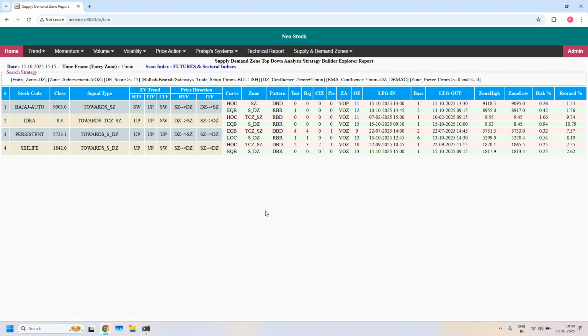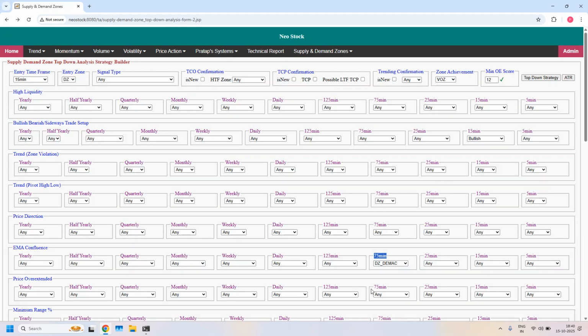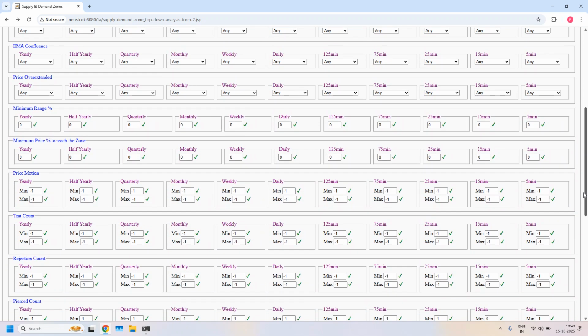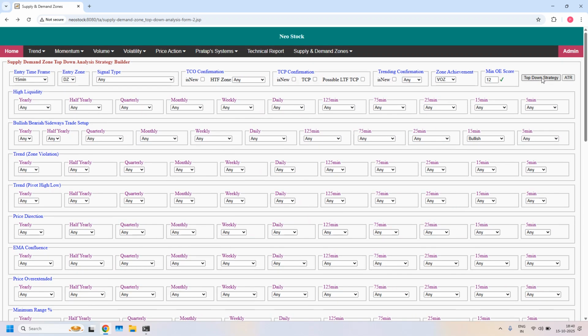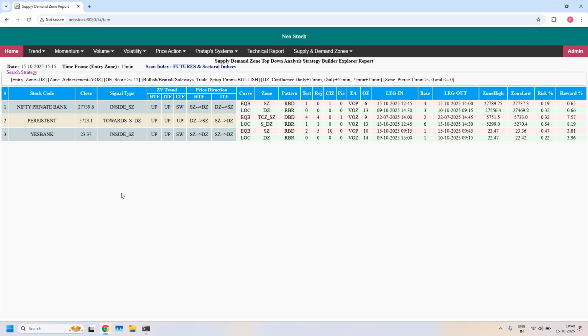Okay, next second strategy is LTF, ITF, HTF demand zone confluence and then HTF EMA confluence. I am removing ITF EMA filter. First we will set 3 demand zone confluence filters LTF, ITF, HTF. The first one 15 minutes and 75 minutes. Next 15 minutes and daily, 75 minutes and daily demand zone confluence. By enabling all the 3 filters, we got 3 stocks. But one more filter we forgot to add.